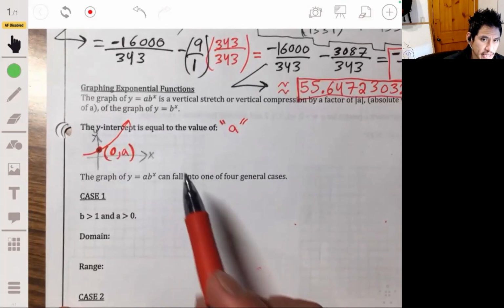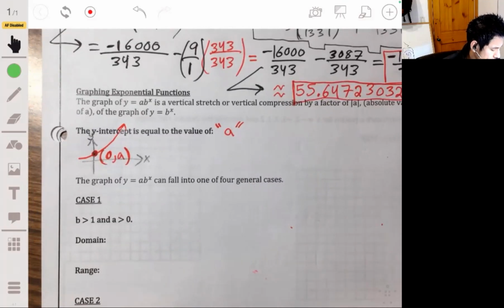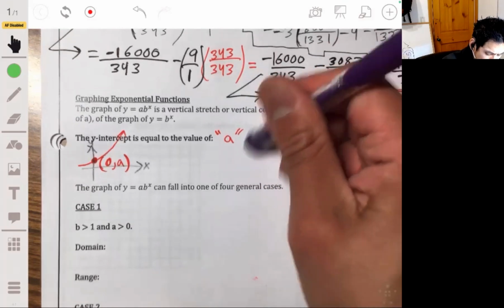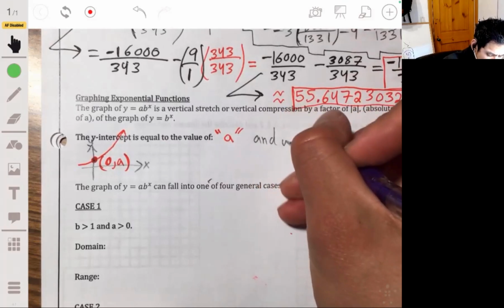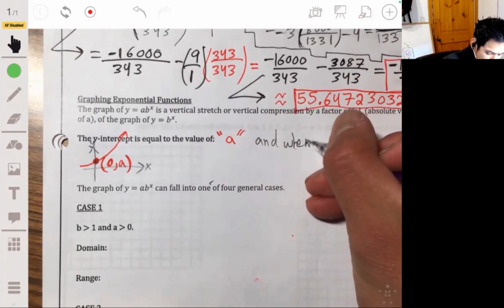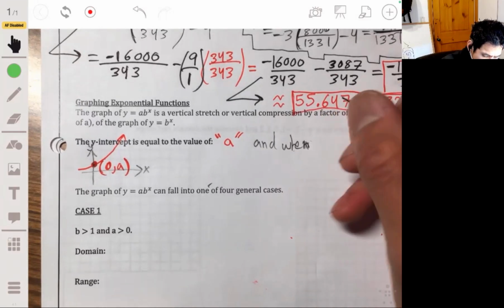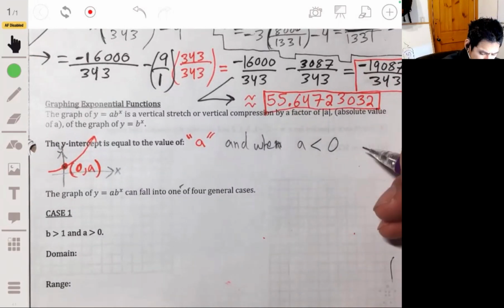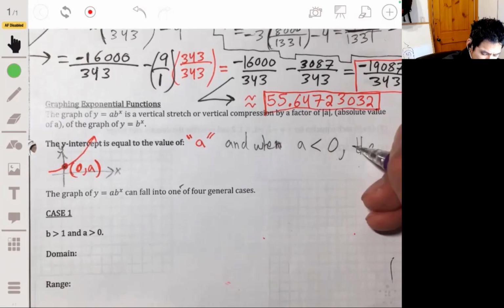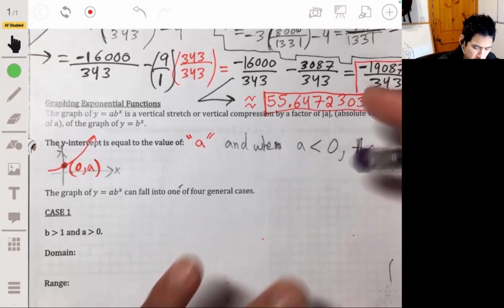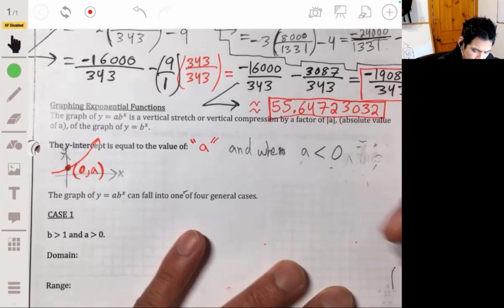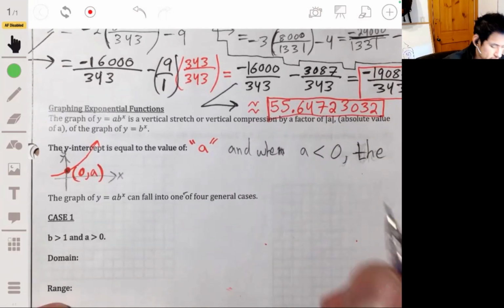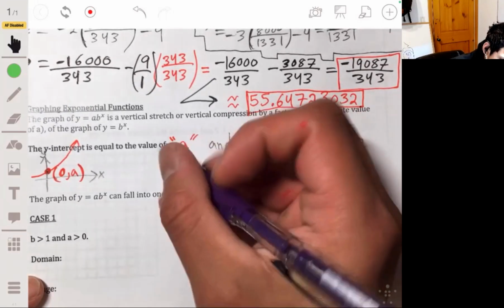And so we have a couple different cases that these graphs can fall into. One thing we also need to know, and, so we can be grammatically correct, is that when the a value is negative, or less than 0, in other words, you think of the graph as a reflection. And when a is less than 0, the graph is a reflection across the x-axis.